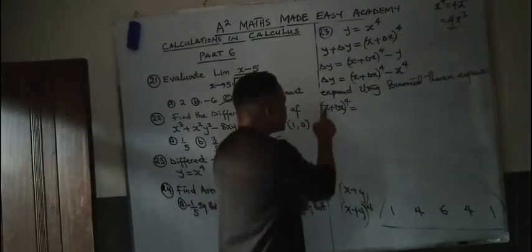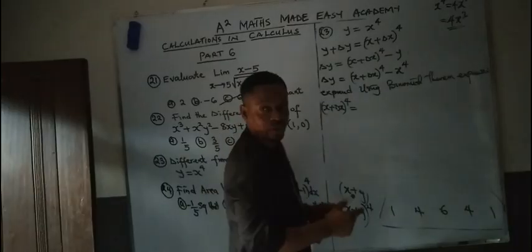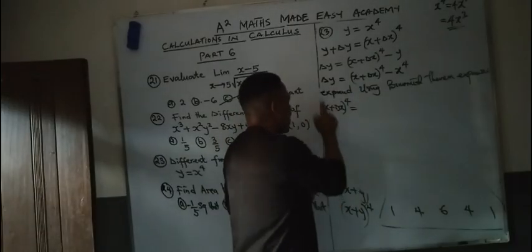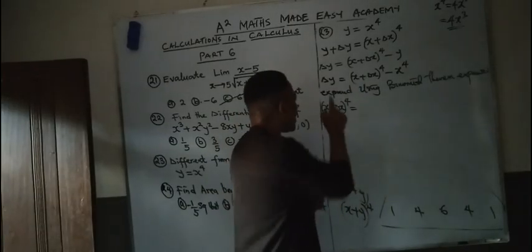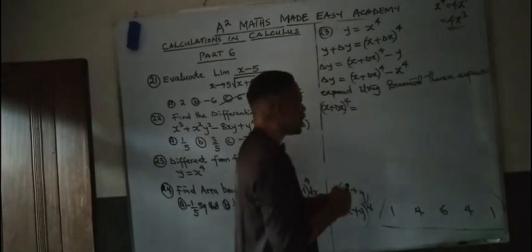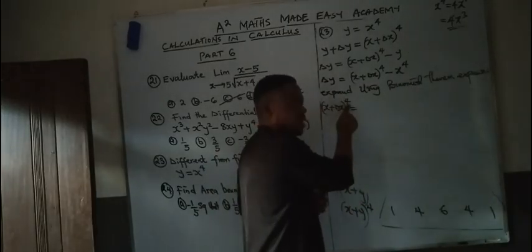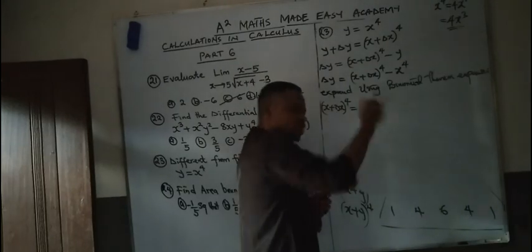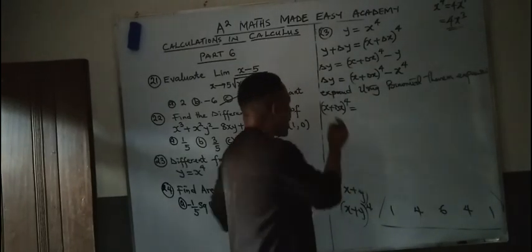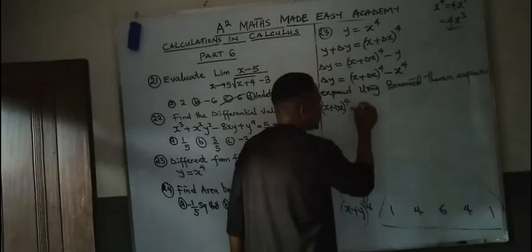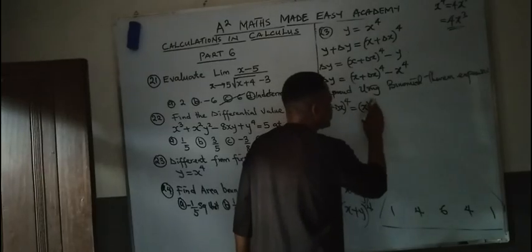Look up. This is called the first term. This is called the second term. And the law is this: every first term decreases and every second term increases. Now, if the first term is decreasing, it will start from the highest power. And if the second term is increasing, it will start with 0. Can we expand? I start with x, in brackets, raised to the power of 4.